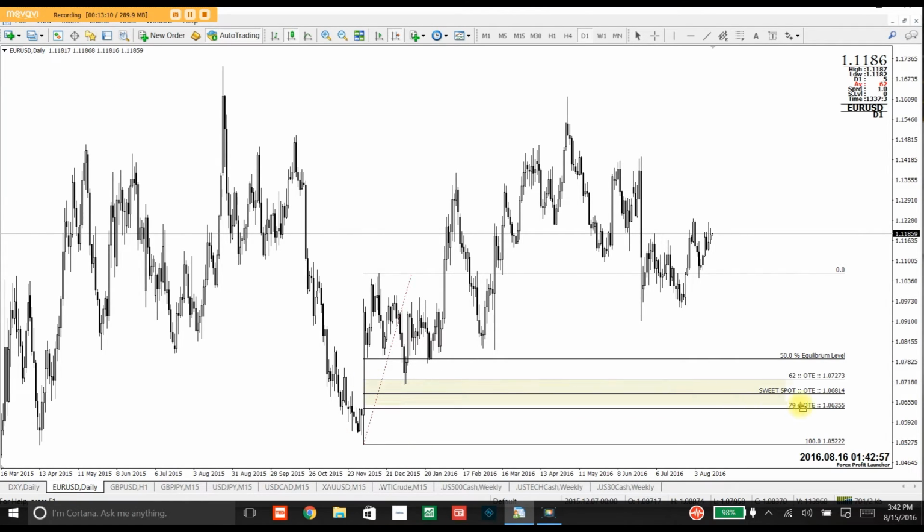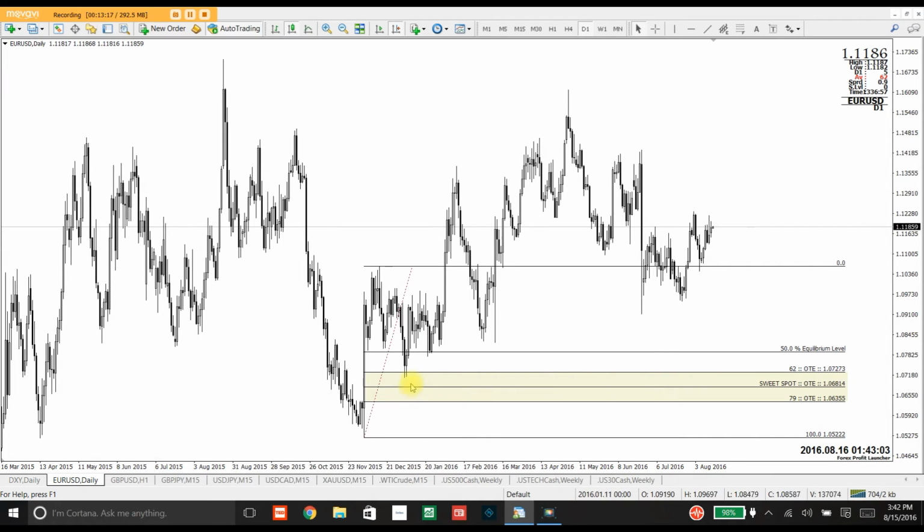This area right here between the 62 and 79, that is where I am targeting the continuation of the range and range expansion to occur. Okay? That's where I would like to see price get to. 62, my sweet spot, which is 70.5, or the 79 retracement. This is, in my opinion, where I'm aiming for. Okay? Now, why do I aim for that area? Why do I like those three areas?